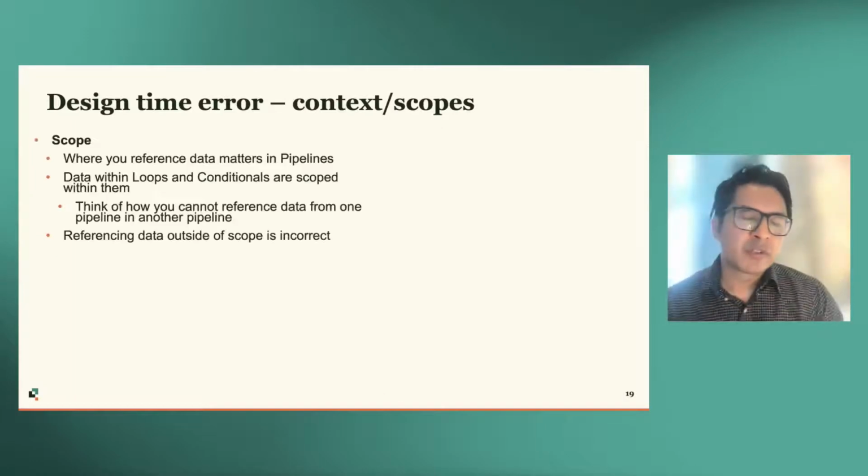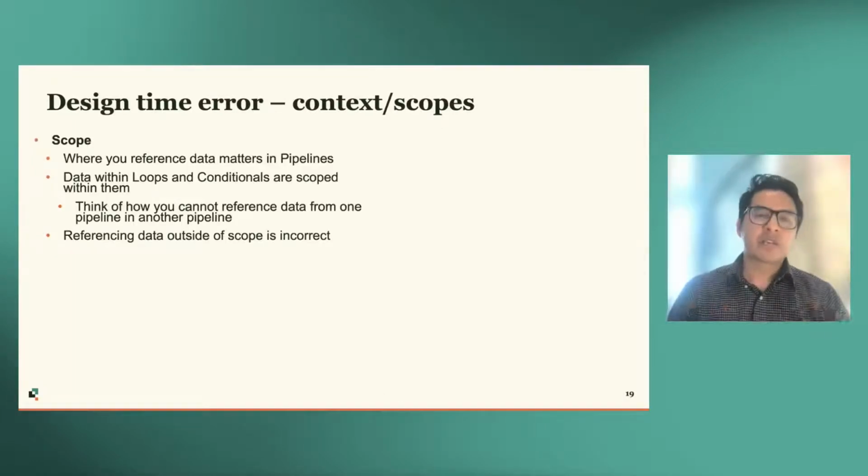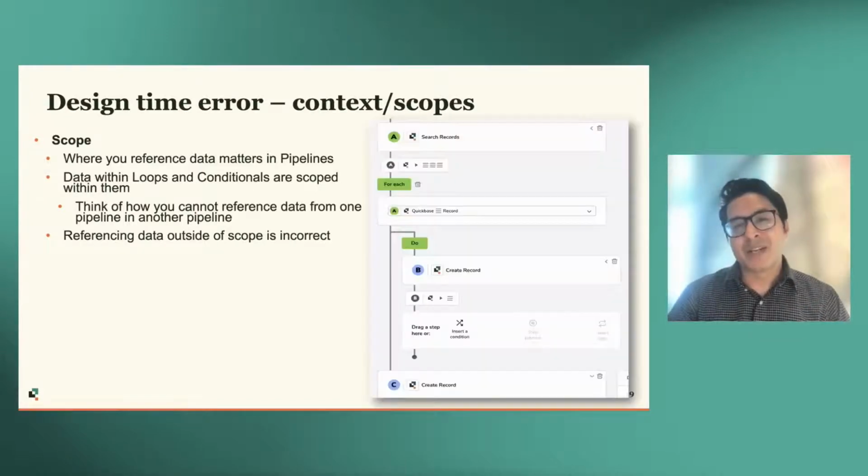Now that we've covered a lot of those data type errors, let's switch gears into the context in which the data can be referenced and why it really matters in pipelines. In pipelines, you may notice that you cannot reference data from one pipeline in another one. So the data is contextual within the pipeline. Similarly, within a loop and conditional statements like if, that data is scoped within it, and referencing it outside is incorrect. You have to be very careful when you're referencing it outside. Now, let's take an example.